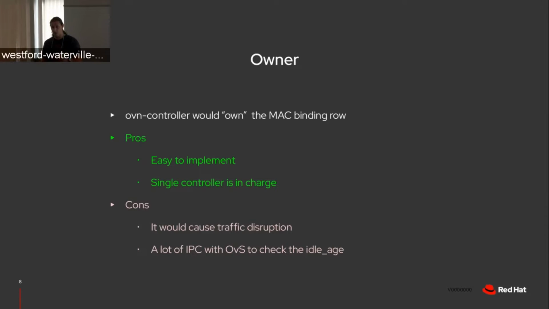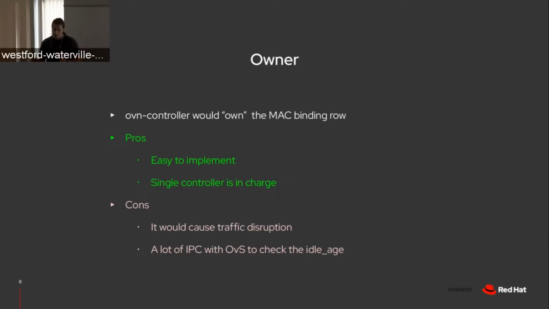And again, it is very easy to implement. But there is a problem with the traffic, because the controller that created the MAC binding row might not necessarily be the one whose hypervisor is passing the traffic. So we might end up in a situation where one controller created the MAC binding and it is just sitting there, but the flow for this particular MAC binding is actually happening on a different hypervisor.